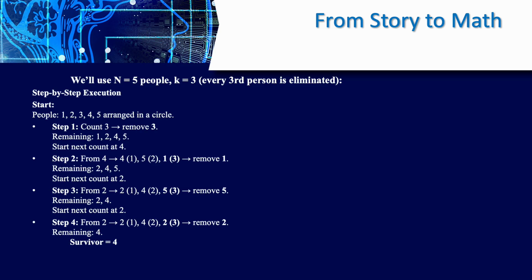So this step-by-step elimination makes it easy to see the survivor. You arrange the people 1 to 5, start from 1, count to 3, stop and remove that person. Again you start from the next person, count 3, and remove the third person. You continue like this until only one person survives. So according to this example, the survivor here is 4.